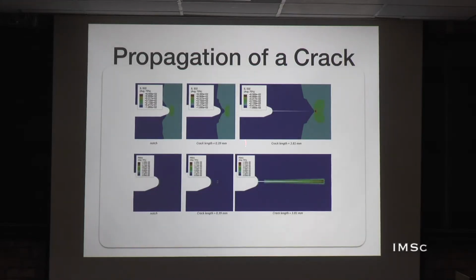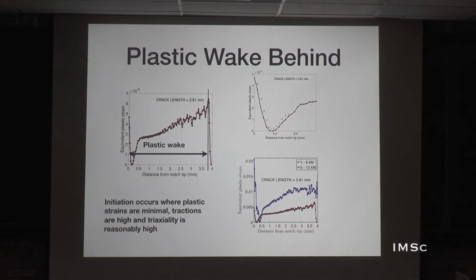So if I look here, this was initially intact, and by now you have a crack length of 3.81 shown here. Completely blue, which means it is not taking any traction in the opening direction, and this is the plastic wake of that. Now plastic wake, what does it mean? This is the contour plot of the permanent strain left behind. Even though the crack has progressed ahead, you have left some permanent strains on the surface of the crack.